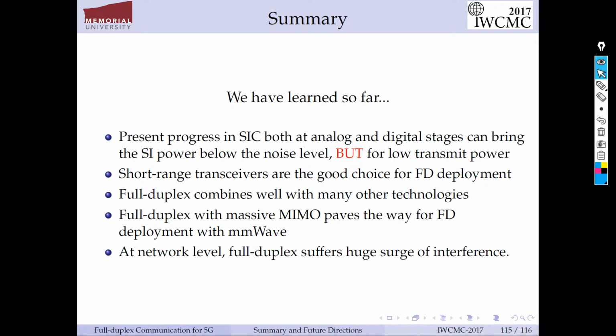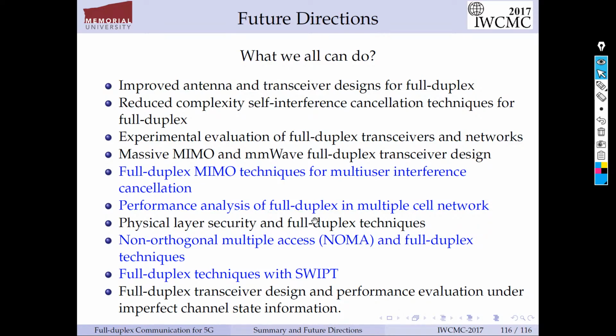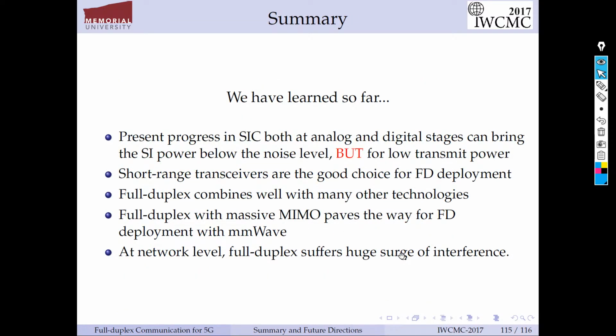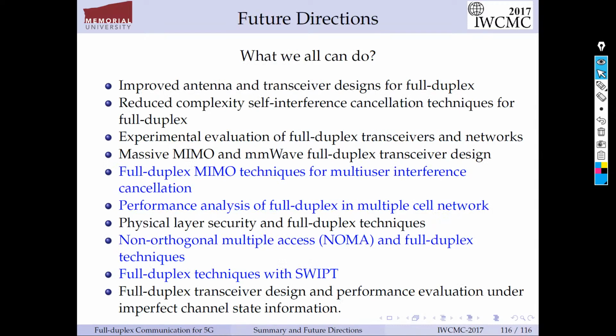That's true. At network level, full duplex suffers a huge surge of interference. That's why I told you it's good for point-to-point communication, not for the uplink, not for the multi-user scenario, like when you have a base station and you want to serve 100,000 users. It's not going to be very effective. Too much interference, because it's omnidirectional. The receiver is working at low frequency and it's omnidirectional. That's a very limiting factor for it.